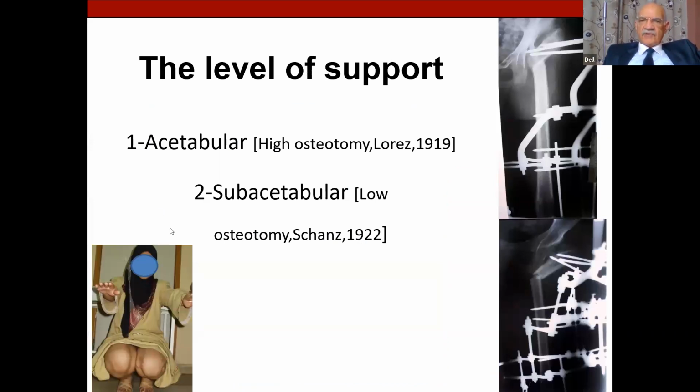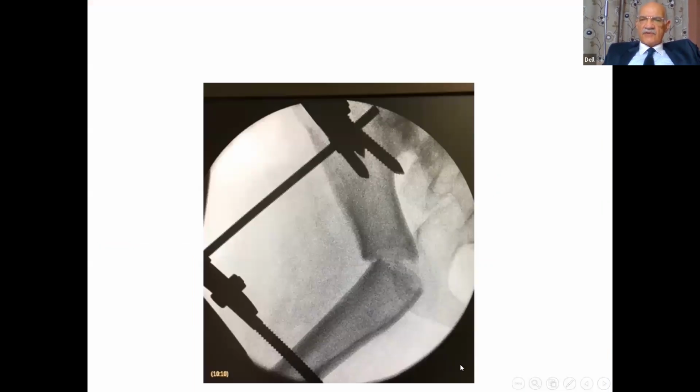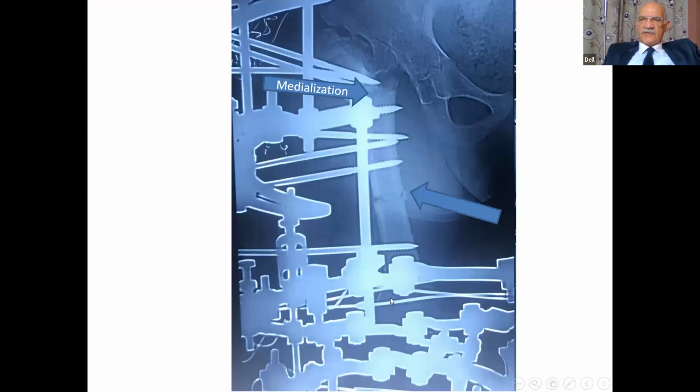The level of support can be high support, acetabular, and low support. People claim that high acetabulum may cause impingement, but this is not true. Like this patient, who was followed up more than 20 years, and she can squat. This is the low support at the ischial tuberosity. This is high support at the acetabular edge. You see.